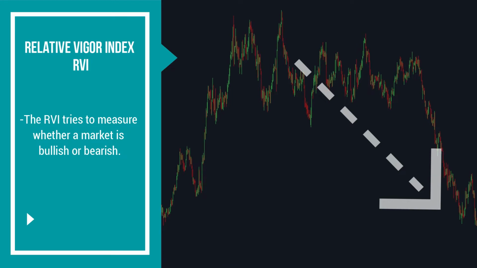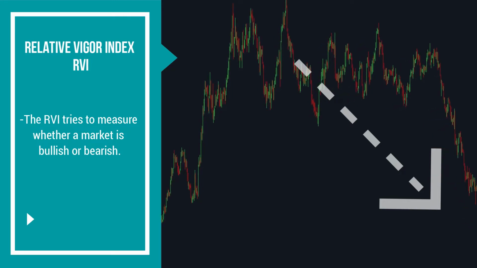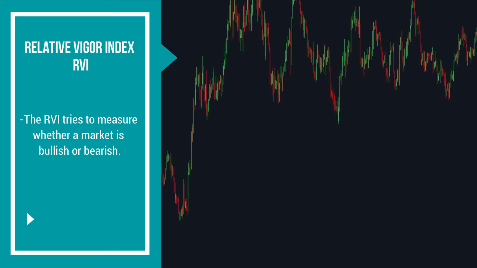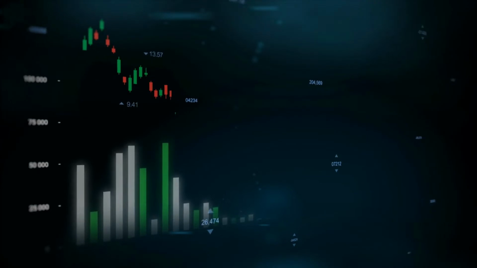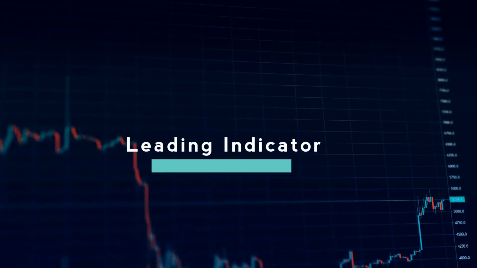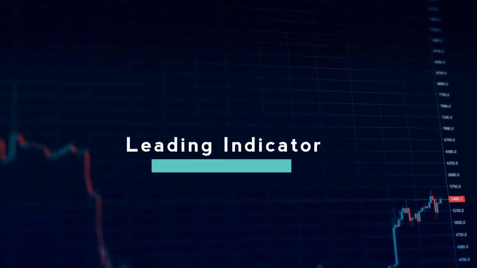It does this by measuring the strength of a trend and comparing the closing price to its trading range while smoothing the results by adding a simple moving average. This can help inform our opinion of how we expect the market price to move going forward. It's because of this that the RV indicator is labeled as a leading indicator.